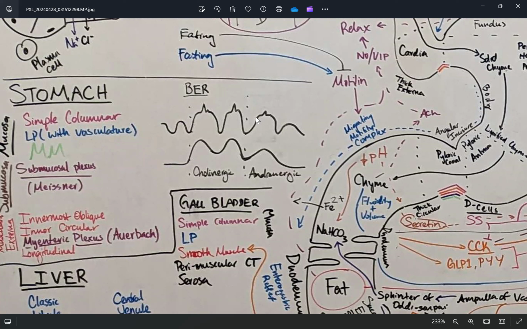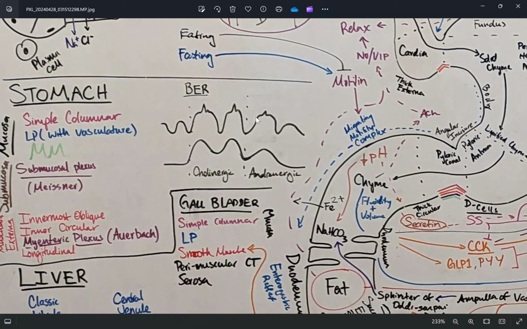Also, I believe in your longitudinal layer, I forgot to write this here, you have your interstitial cells of Cajal. Those interstitial cells of Cajal are neural cells that dictate the basal electric rhythm of your stomach, which dictates your contractions. If you look at the two different lines here, the bottom line is the level of activation by neurons, and the top pattern is the contractions of your stomach.